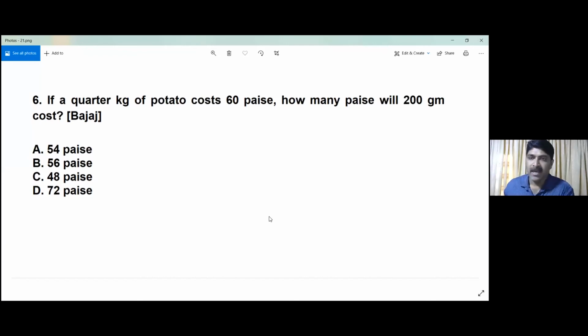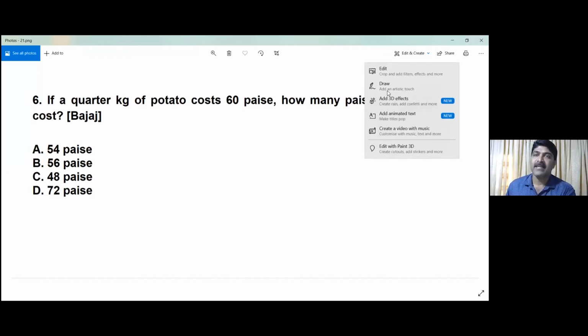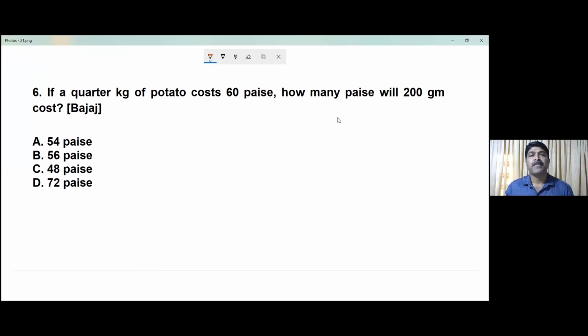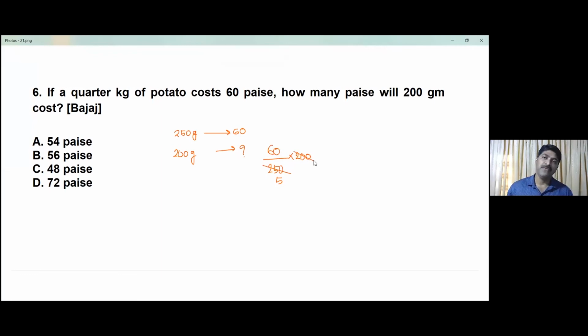Yes, we can directly consider. Alex, correct. It's a direct application type question. Again, we are considering the unitary method. So a quarter kilogram, in the sense 250 grams, costs 60 paise. 200 grams cost how much? So our step of operation is simply 60 divided by 250 into 200. Simply you will get the answer. This is 5 times of 50. This is 4 times of 50. Then 12 times here. 12 into 4 is equal to 48. Elizabeth, correct. Naomi, correct. Godwin, correct. Yes. So the answer is 48.